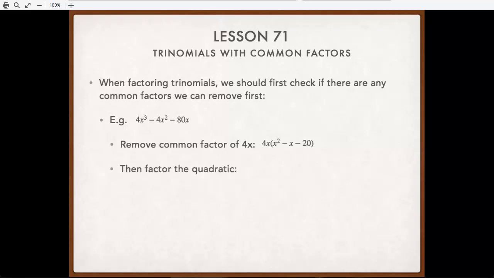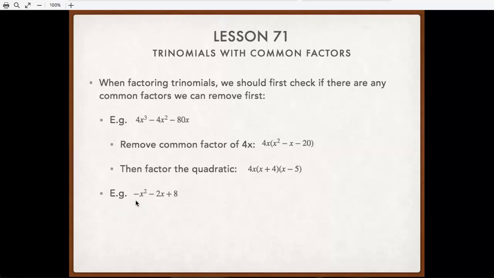We need to find two numbers which will multiply together to give us negative 20, and will add together to give us negative 1. The coefficient on that second term there is negative 1. And these will be positive 4 and negative 5. So this quadratic trinomial simplifies into the binomials x plus 4 and x minus 5, and then still times 4x there.